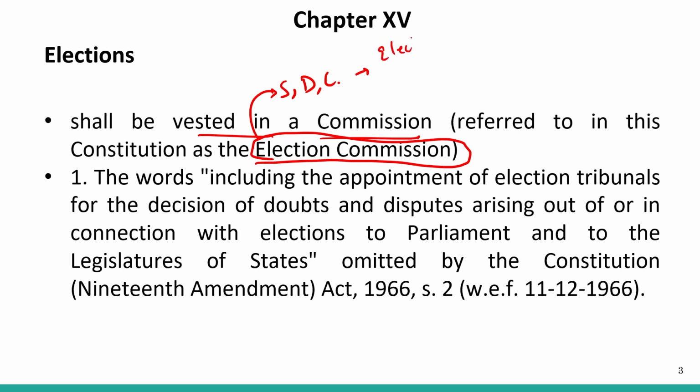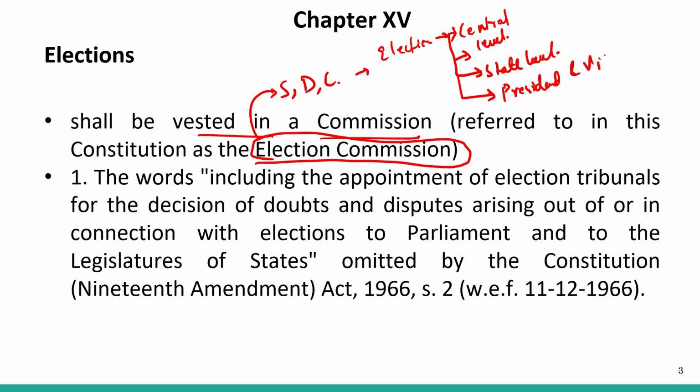About the elections at the central level first, then the state level, and apart from this, the President and Vice President. So it is not only confined to the central election and the state election, but also to the President and the Vice President. It is the responsibility of the Election Commission to make sure how the election is going to take place.